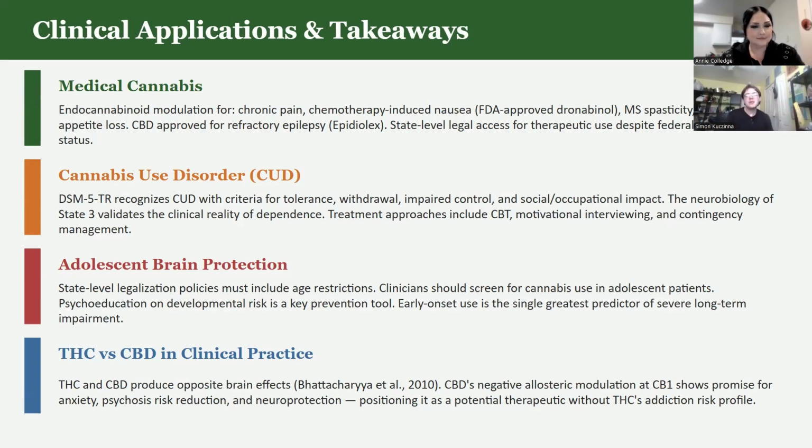And second is that cannabis use disorder is a real and neurobiologically grounded condition. The CB1 downregulation, the hypodopaminergic withdrawal, and sensitized craving circuits that we've been describing are going to be measurable. Evidence-based treatments for these are going to include things like cognitive behavioral therapy, motivational interviewing, as well as some contingency management. Third, adolescent brain protection must be a clinical and policy priority. Screening for cannabis use in adolescent patients and providing accurate psychoeducation about developmental risk is going to be a really big part of our responsible clinical practice, not just with cannabis, but for any substance, as we're seeing.